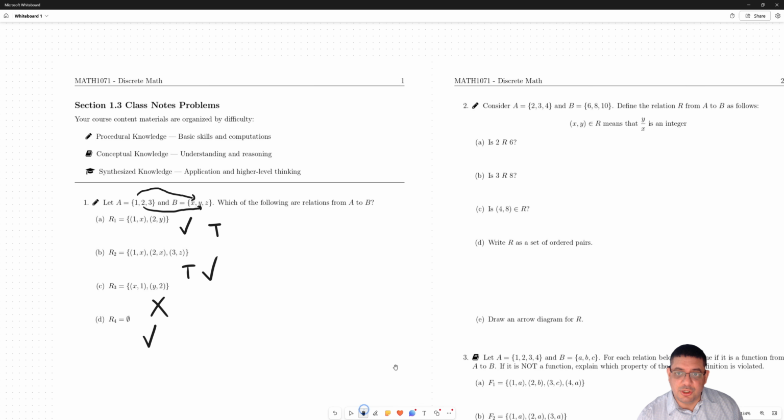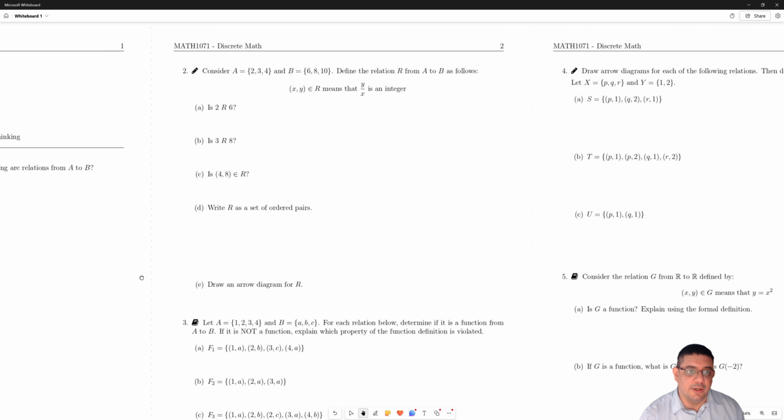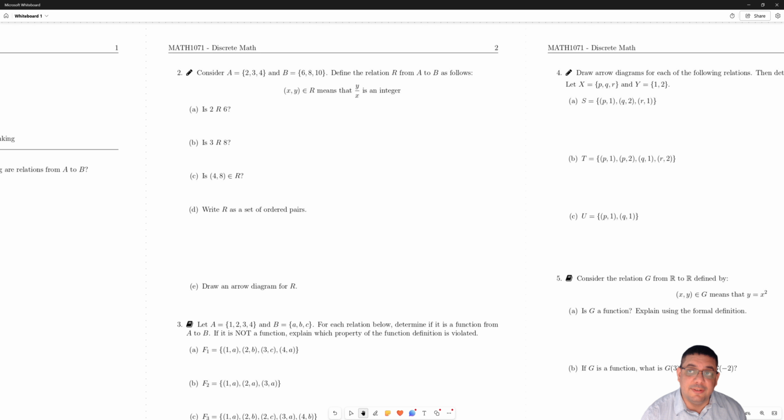Now, moving on to question number 2, we want to consider a relationship, and this time we're being given a condition for that relationship. So we have A being 2, 3, 4, B being 6, 8, 10, and we want to define the relationship from A to B as the (x, y) pairs so that y over x is an integer.